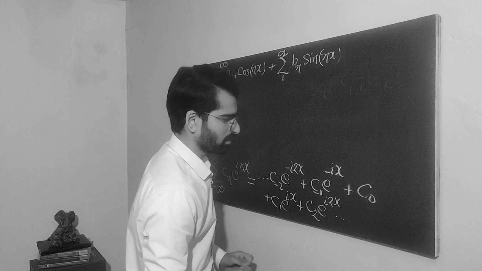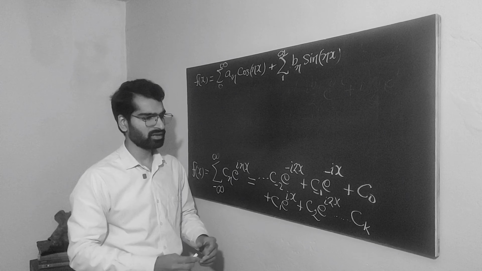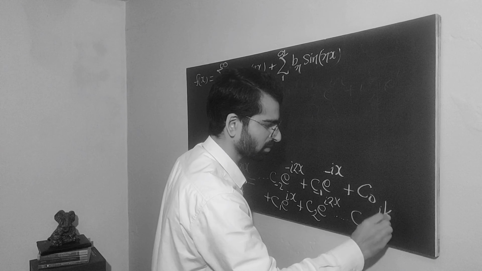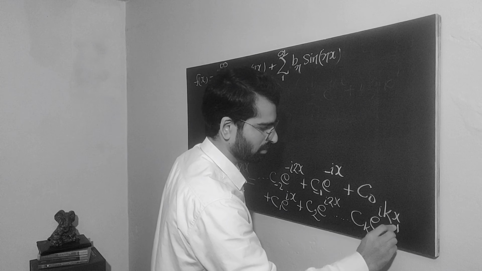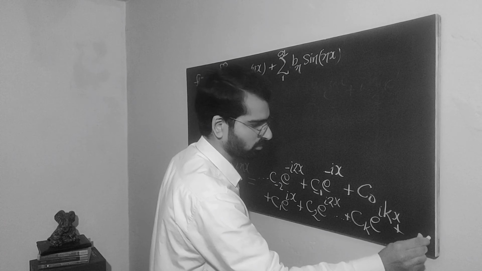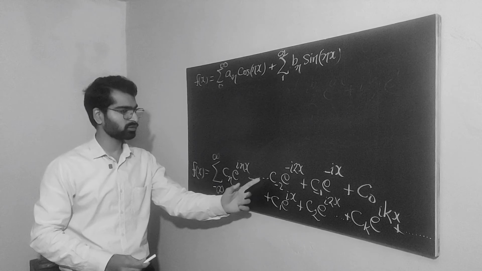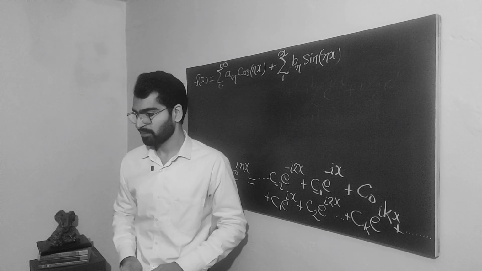And somewhere here you're going to have Ck's. And k could be anything. It could be 10, 15, anything. Ck times e to the ikx, and then it moves forward to positive infinity. This goes back to negative infinity.